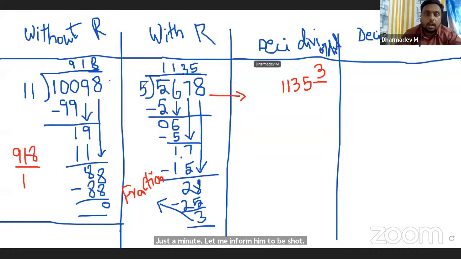Fine. So I was dividing it by 5. So I have some terms to be followed.